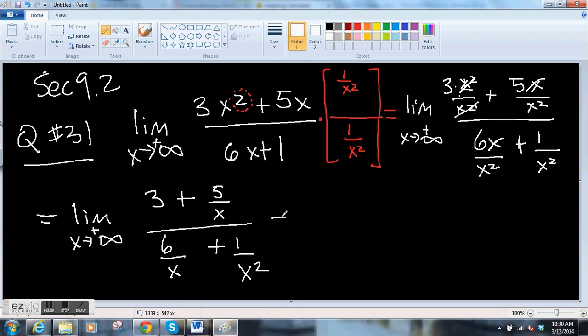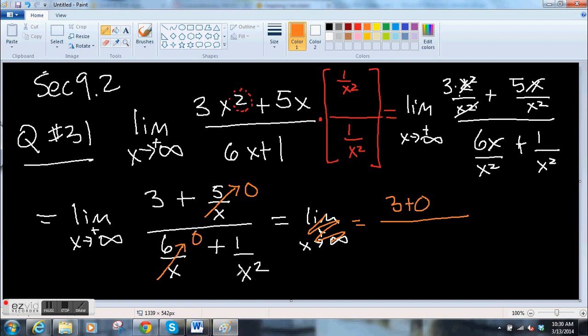Okay? And some of you are thinking, that's no good. That doesn't look any better. But here's why we did this. This is the limit as x goes to positive infinity. So when you plug in, with x on the bottom, it goes to 0. So this is going to be 3 plus 0 on the top. That one goes to 0, that one goes to 0, divided by 0. So that's 3 divided by 0, which is no good.